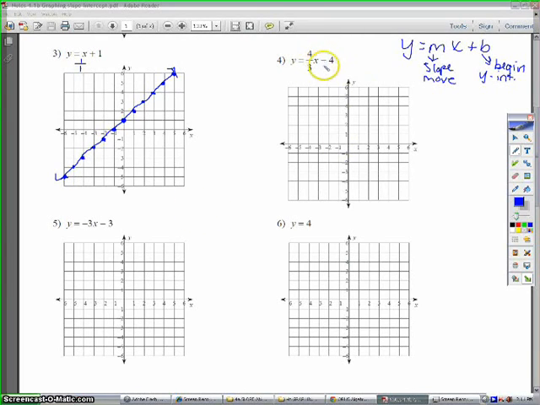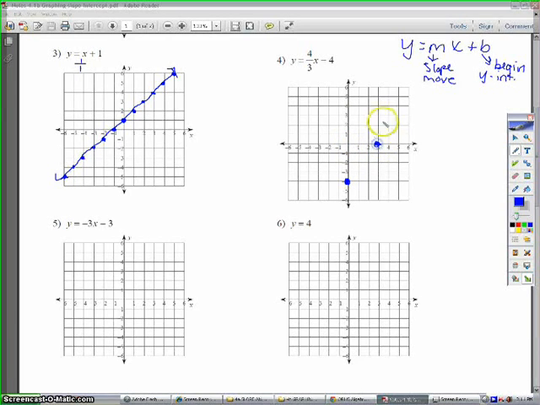Number 4, I'm going to start at -4. So I'm going to find -4 on my y-intercept and draw my point. Now my slope is 4 over 3, so that means I'm going to go up 1, 2, 3, 4, and to the right 1, 2, 3. So there's my first point.